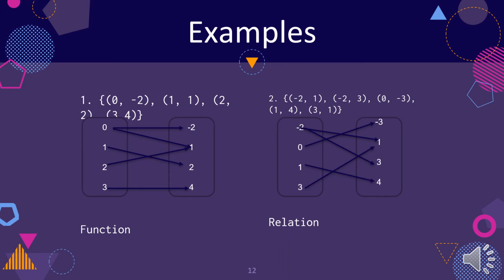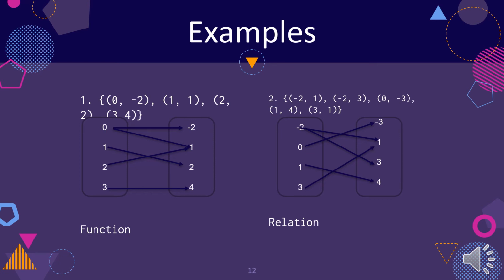So here are examples of mappings. First example, 0 and negative 2, 1 and 1, 2 and 2, 3 and 4. So here, we will just put the domain and range vertically and match them with the values on the right. So what do you think this is? A function or relation? Yes, it's a function because the domain did not repeat.